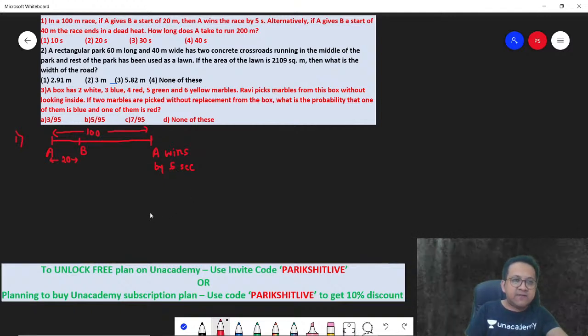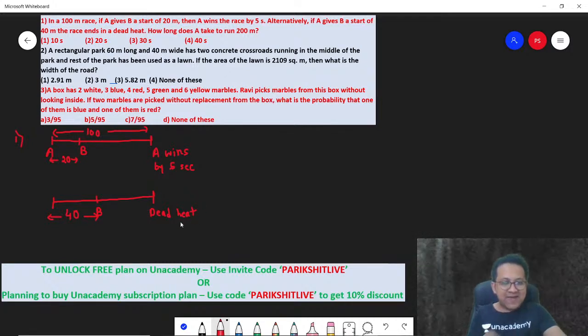Alternatively, if A gives B a start of 40 meters, let's draw the diagram again. This time, A gives B a start of 40 meters. So, B is out here. This distance is basically 40 meters. Correct? Then what happens? The race ends in a dead heat. What is the meaning of dead heat? Dead heat means both of them reach the finishing point exactly at the same time.